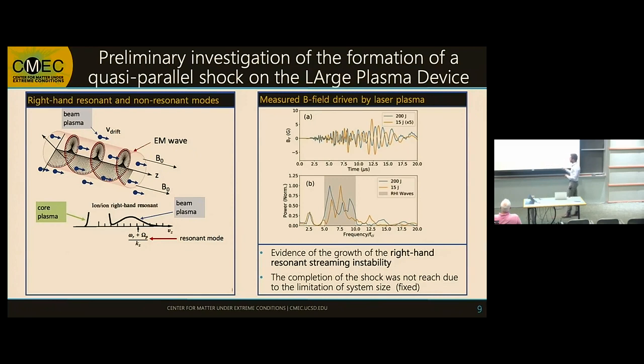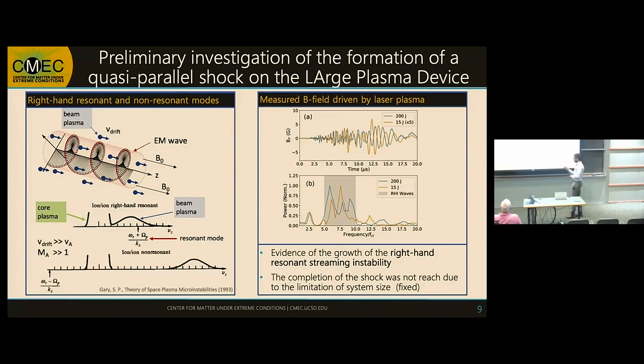It will generate an electromagnetic wave, represented by these red lines. If you look at the distribution of the particles in terms of velocity, here you have the core plasma, the background plasma, which is denser than the ion beam, represented here. The unstable mode will be in resonance with the beam plasma. This is why we call it the right-hand resonant instability.